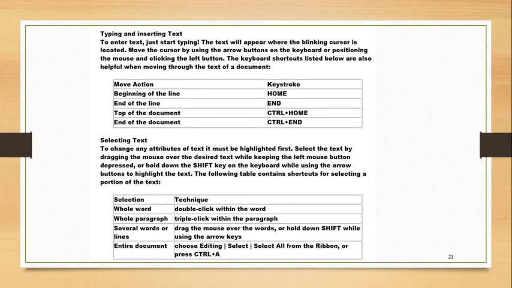Like, for example, some people may opt to add superscript and subscript and other features that are not actually available in the toolbar. Then you have typing and inserting text. To enter text, just start typing. The text will appear where the blinking cursor is located. Move the cursor by using the arrow buttons on the keyboard or positioning the mouse and clicking the left button. The keyboard shortcuts listed below are also helpful when moving through the text as document.